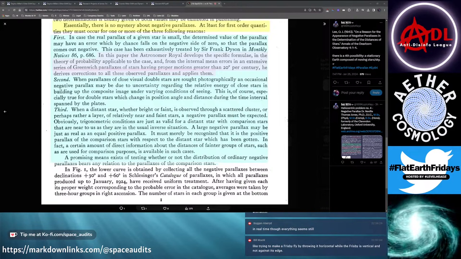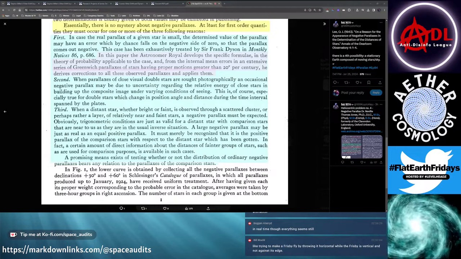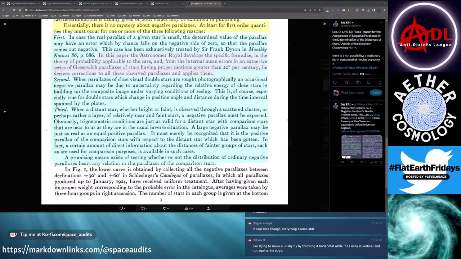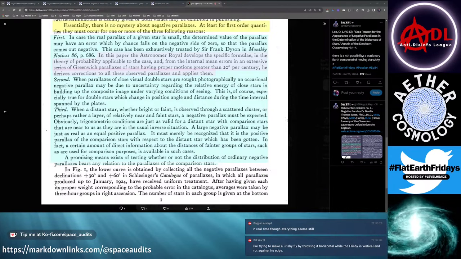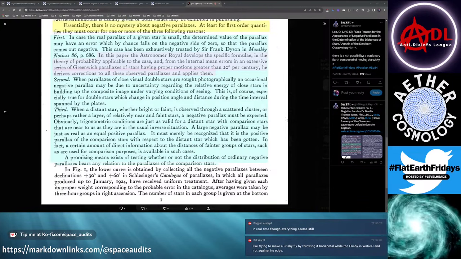So this paper states, essentially, there is no mystery about negative parallaxes. At least for the first order quantities, they must occur for one or more of the three following reasons. So they give three reasons on why the stars are moving in the wrong direction. Mostly because it's instrument error, or they predict that this star was supposed to be far away, but it's really closer. So we just got that wrong. Sorry, guys, we got half of them incorrect.